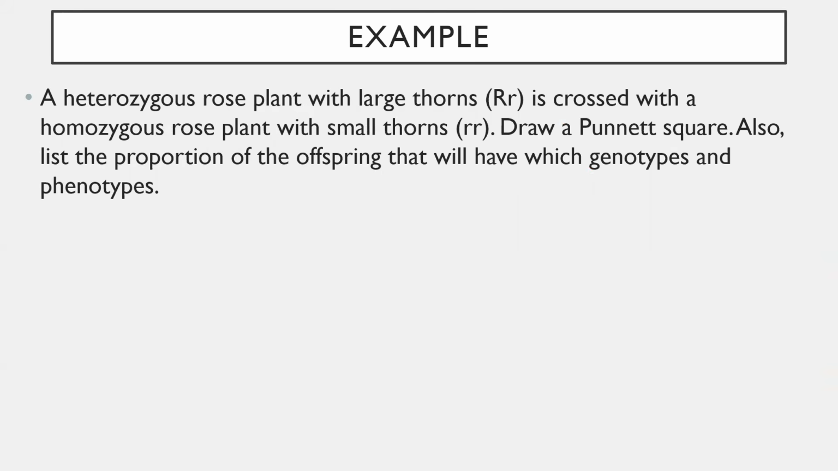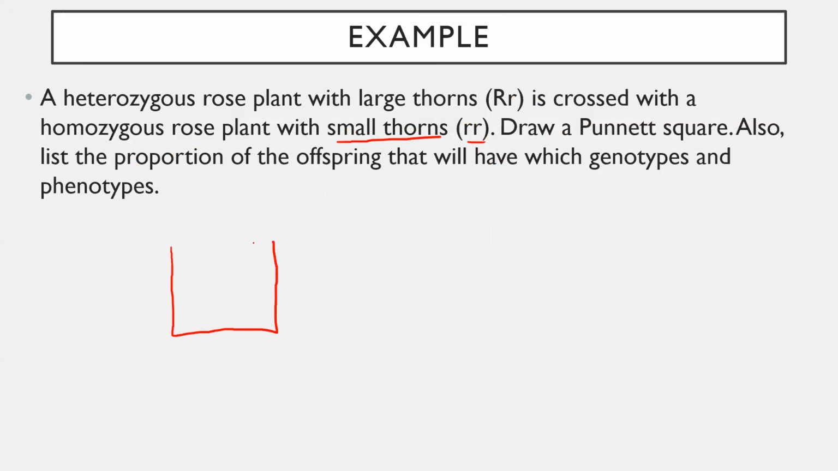A heterozygous rose plant with large thorns, which is capital R, lowercase r, is crossed with a homozygous rose plant with small thorns, lowercase r, lowercase r. I'm gonna pause right there. What that means, of course, since small thorns is two lowercase r's, is that small thorns are the recessive trait, okay? Draw a Punnett square, and also list the proportion of the offspring that will have which genotypes and phenotypes. All right, well, we'll draw the Punnett square first.